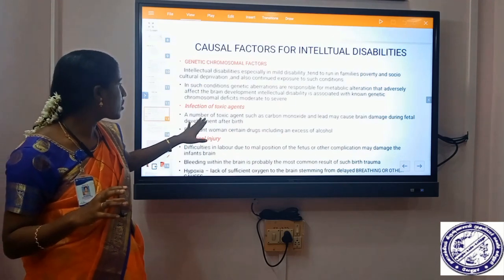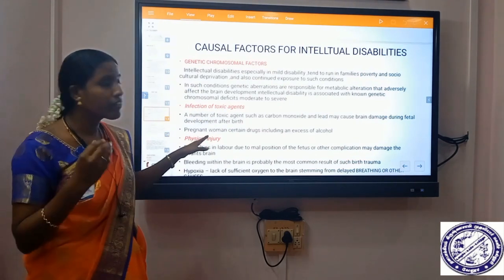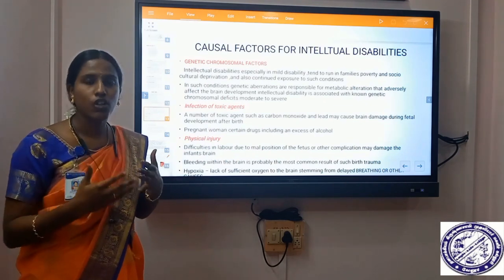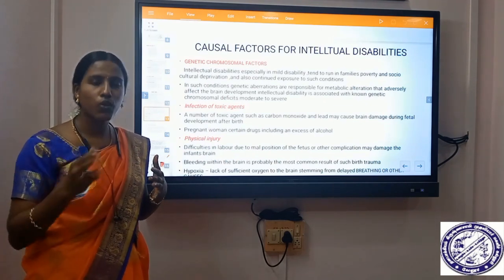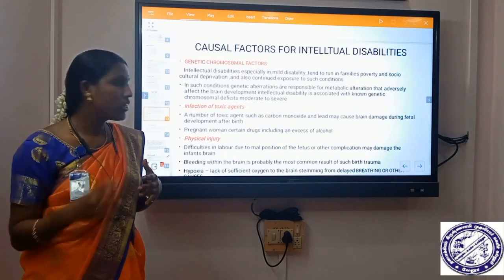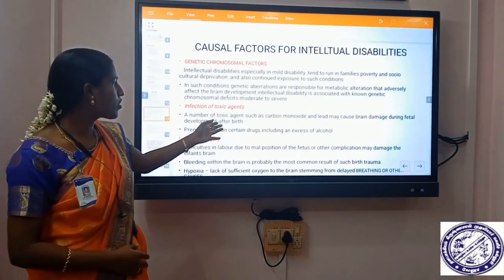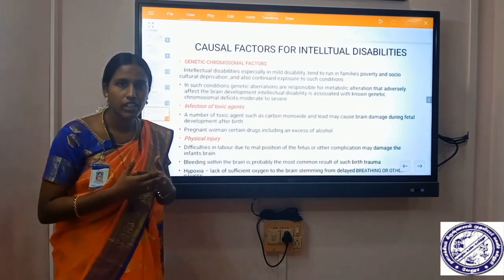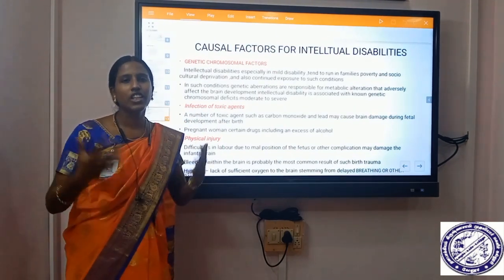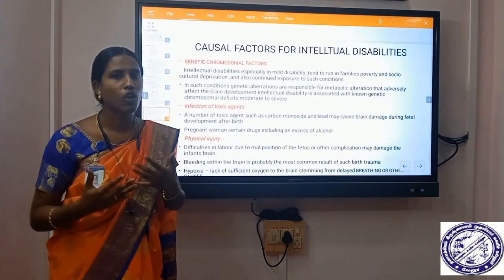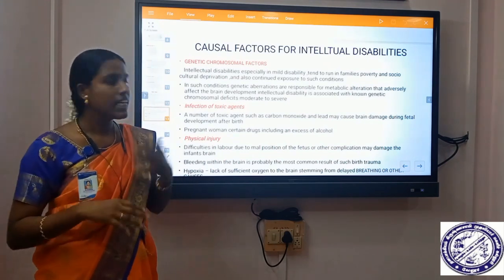So next one is infections or toxic agents. When the mother is pregnant and taking a lot of alcohol, excessive alcohol also affects the child's intellectual level. Next one is brain damage. If after the birth of the baby, they are in toxic places, like with a high level of carbon monoxide, it also affects the child.